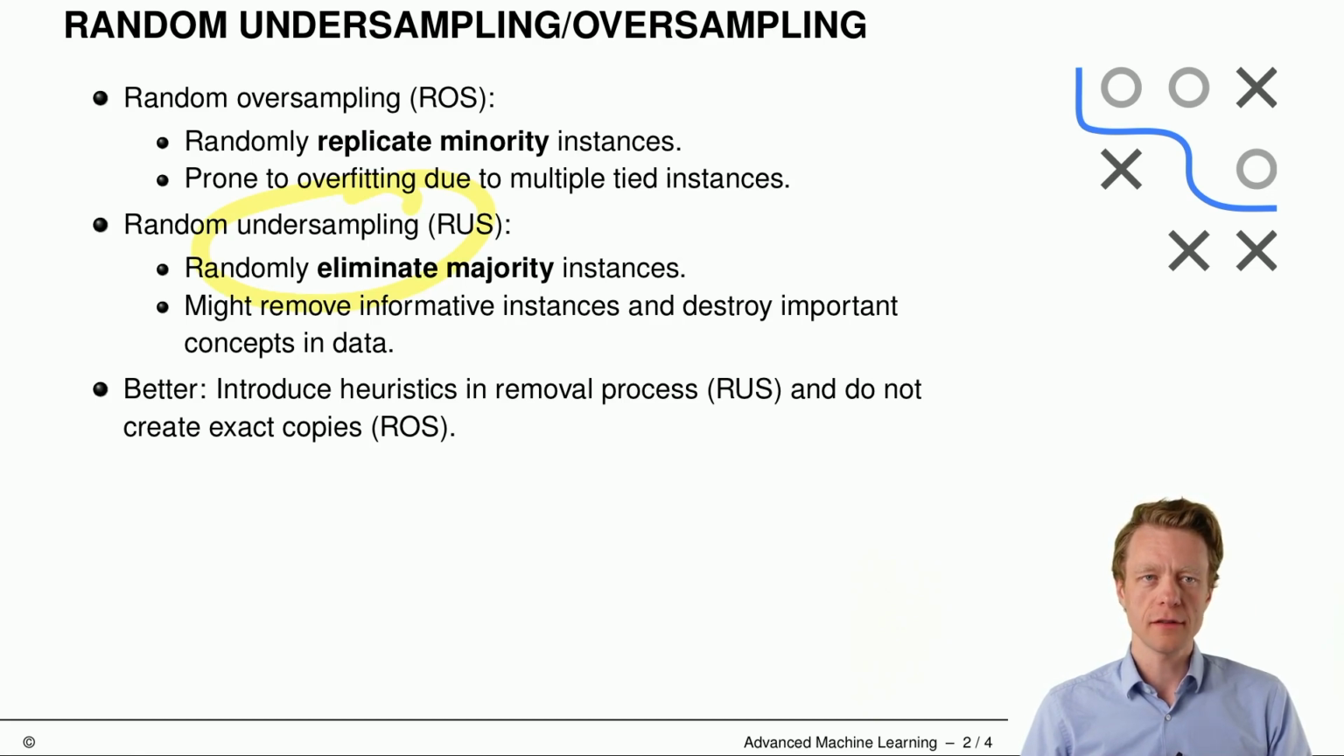Of course, eliminating instances doesn't feel good, because we might lose some information here and destroy important concepts in the data. So it would be better, if we use random undersampling, to introduce some heuristics in the removal process, and if we do oversampling, perhaps not use exact copies.